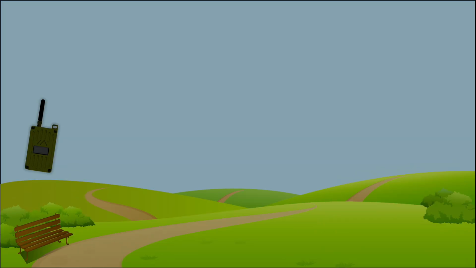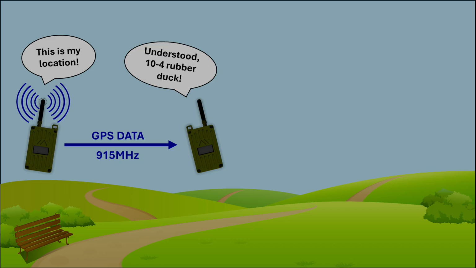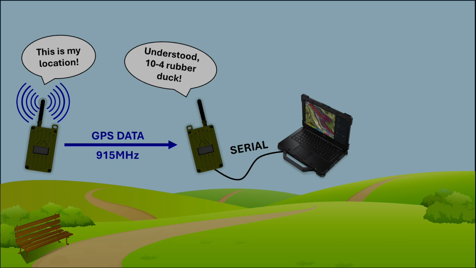Radio 1 is moving in the distance. As it moves, it transmits GPS data via 915 MHz, allocated by the FCC. Radio 2 receives and acknowledges the reception of said data. The data is then output via serial USB to a computer.